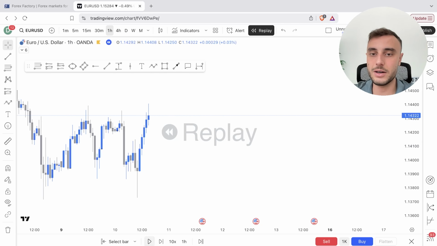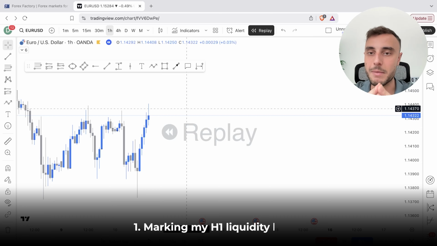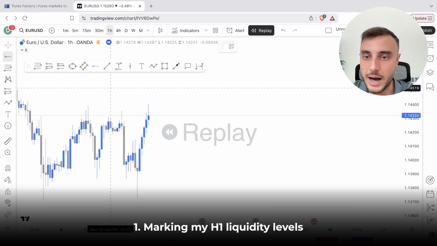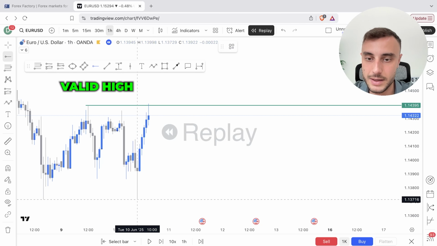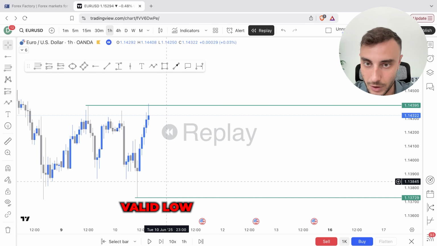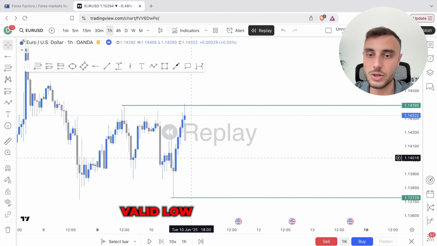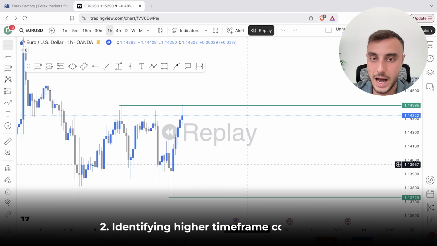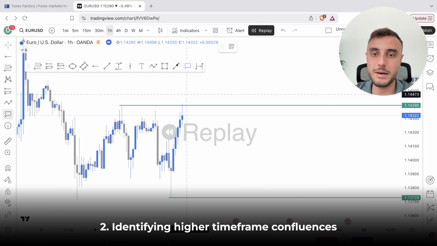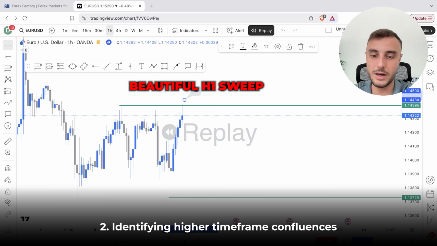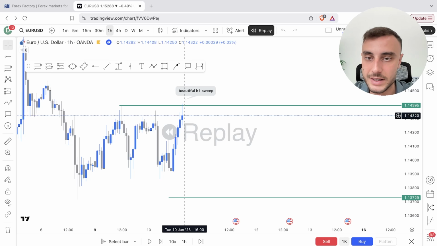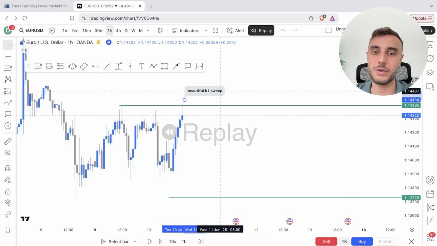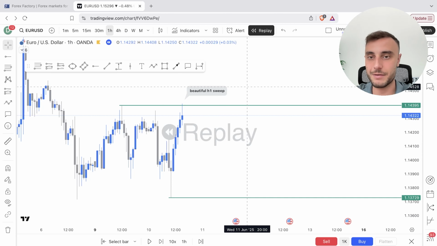And the first thing that I did on the hourly time frame is I marked my H1 liquidity levels. I identified this valid high over here that just was swept, and then this valid low over here. Okay, and then I saw that the valid high was taken out, and it also gave me a beautiful H1 sweep. Okay, why? Because we can see that this H1 candle went above the high, it liquidated it, but it failed to close above it. Therefore, we have a beautiful H1 sweep, which is a good higher time frame confluence.